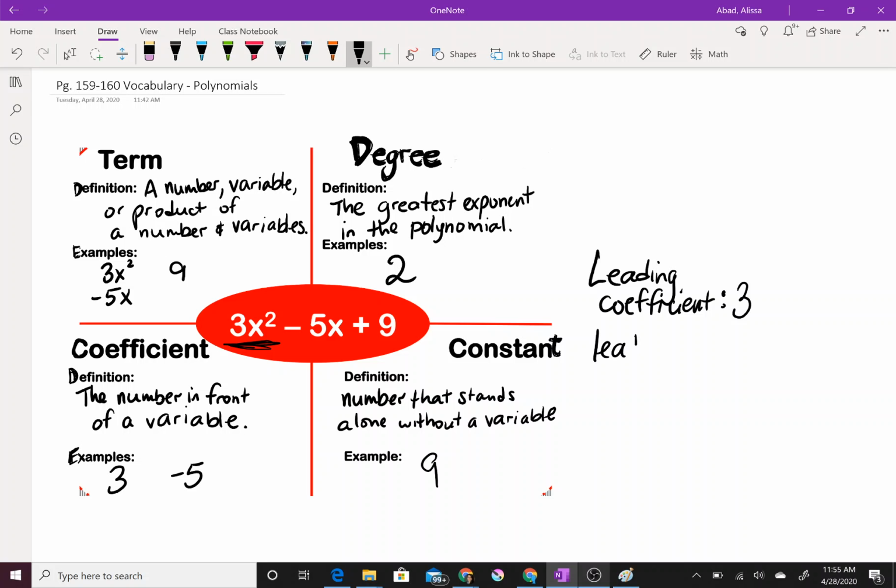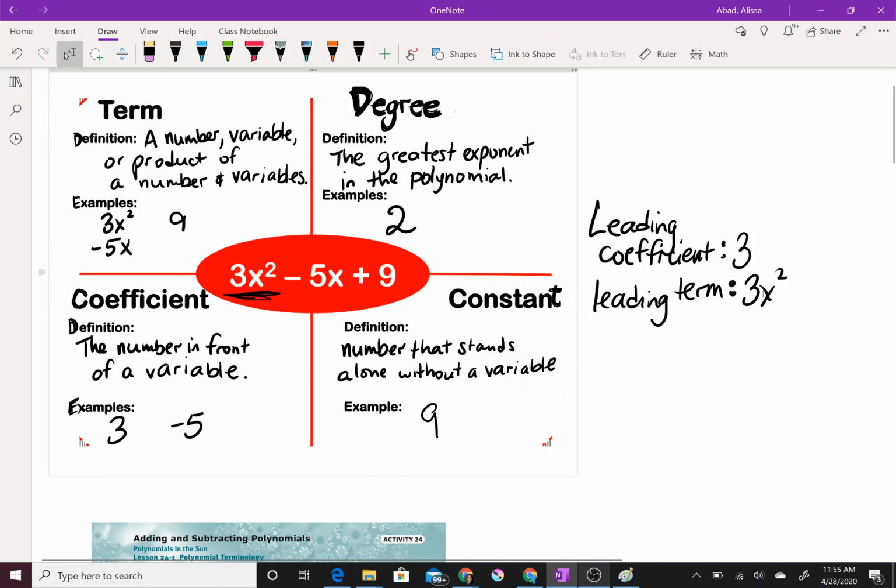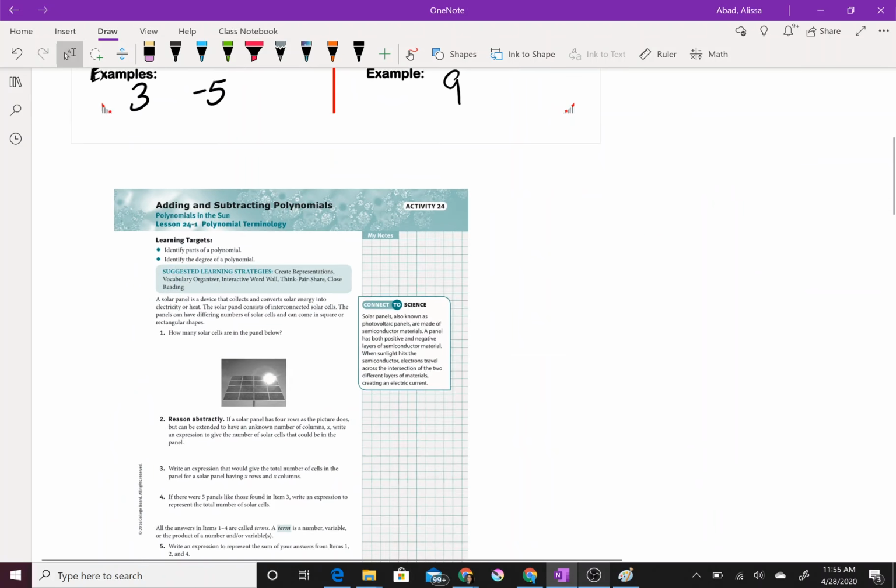And I did mention leading term. So a leading term is the term with the greatest exponent, or the degree. So 3x squared is its leading term. Okay, so we're going to see some more examples of this and a few other vocabulary that's in the textbook too.